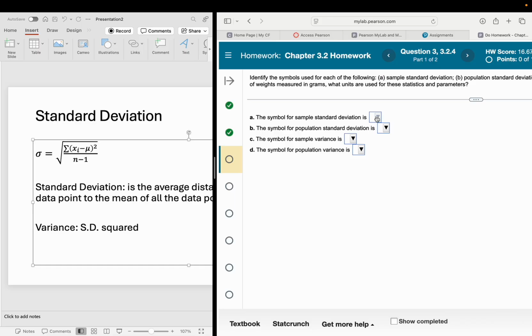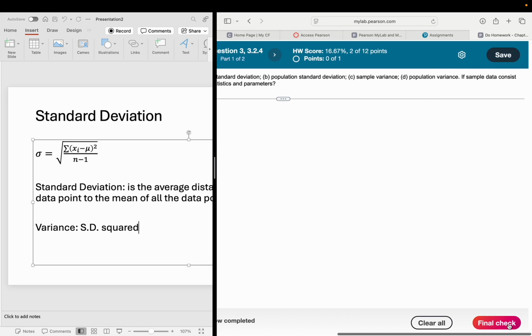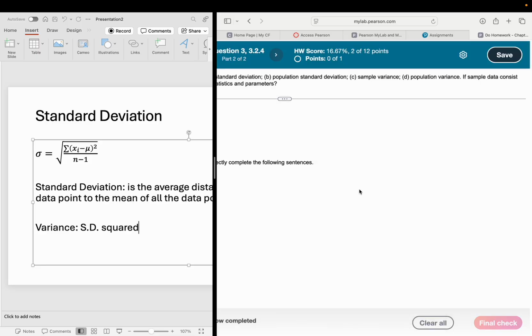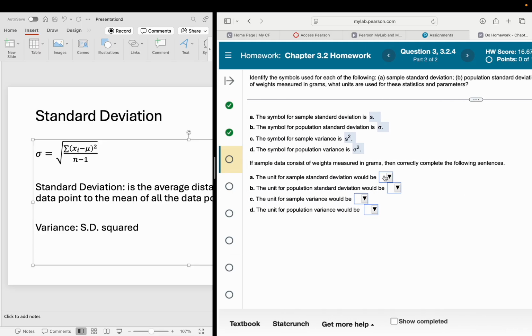All right, up next, I said we were going to maybe cover it, but hey, it's right here in the notes. Sample standard deviation, we just use the lowercase s. Population standard deviation, we use this sigma that we wrote down. Sample variance would be s squared. Population variance would be sigma squared. And there we go. So we just learned those symbols together in the homework.